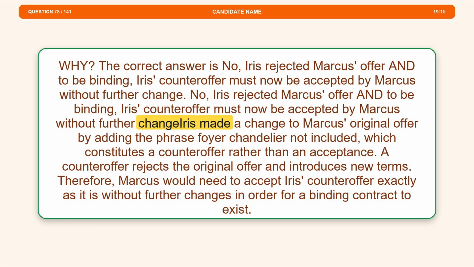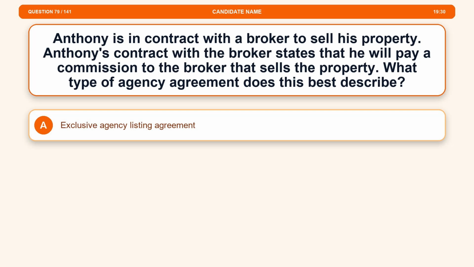Iris made a change to Marcus' original offer by adding the phrase foyer chandelier not included, which constitutes a counteroffer rather than an acceptance. A counteroffer rejects the original offer and introduces new terms. Therefore, Marcus would need to accept Iris' counteroffer exactly as it is without further changes in order for a binding contract to exist.